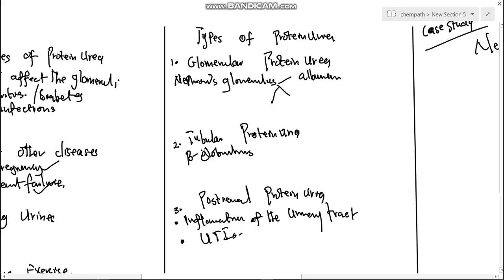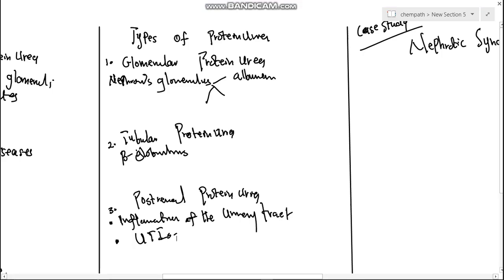You have to bear in mind that we have glomerular proteinuria, tubular proteinuria, and postrenal proteinuria. The first happens in the glomerulus of the nephron. The second happens in the renal tubules, where there's an excretion of protein molecules into the filtrates. And postrenal proteinuria is caused by inflammation of the urinary tract and urinary tract infections too. All of this can result in the excretion of protein into the urine.